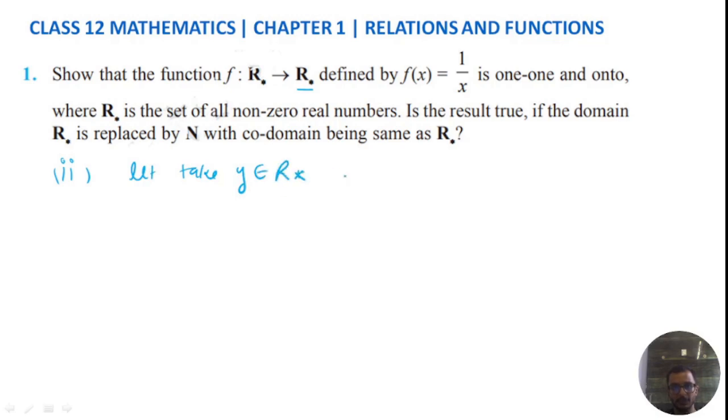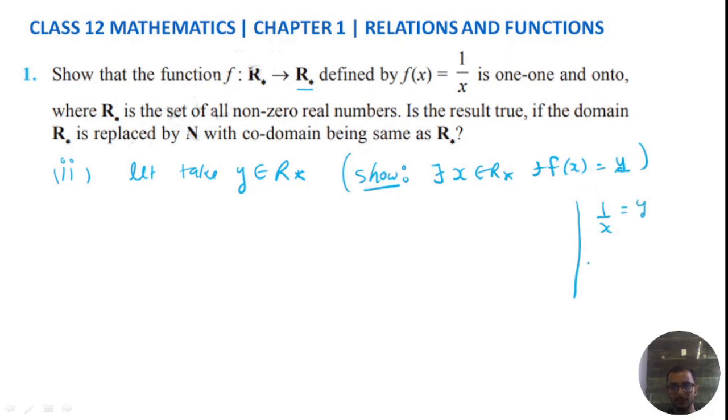Our codomain is R star. That means we need to show that there exists some x belonging to R star such that f of x equals y. We need to find some x whose image is y. So I will give some intuition on how this x will be. First of all, tell me what f of x will be. Your f of x will be 1 upon x, and you want this to be equal to y. So what should x be from this definition? It should be 1 upon y, right? So let's see whether 1 upon y works or not.